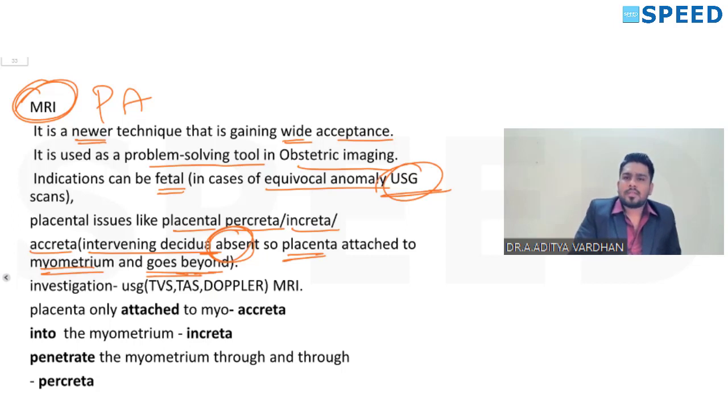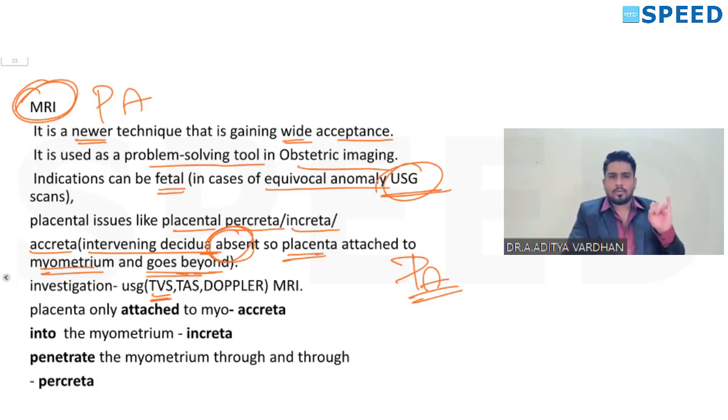So what are the investigations, sir, we can use to find placental abnormalities like placenta accreta? Transvaginal ultrasound, that is ultrasound, transabdominal ultrasound, Doppler imaging, that is all, and MRI. So remember, ultrasound and MRI are the answer.